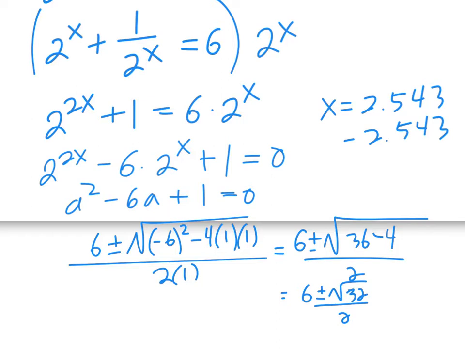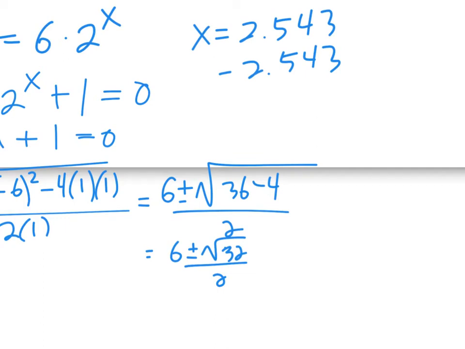Oh, did I do something wrong? No, it's right. Okay, and then just get a decimal answer. And then once you are there, make that equal, so this answer is 5.828 or 0.1716. And then remember that both of them have to equal 2 to the x.